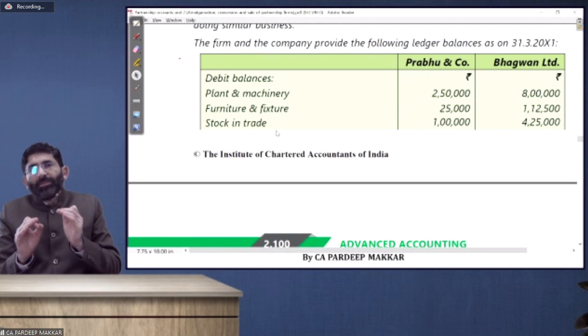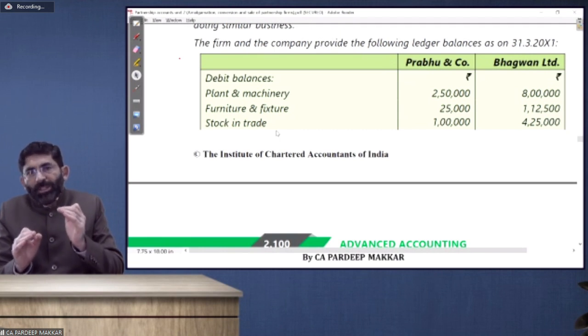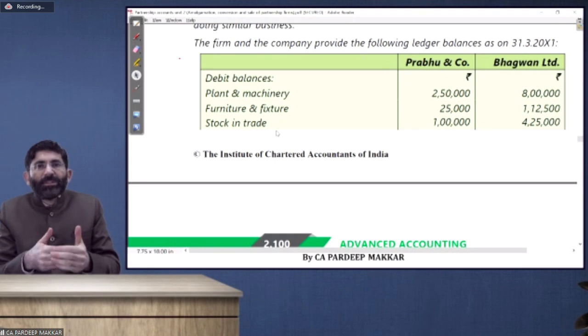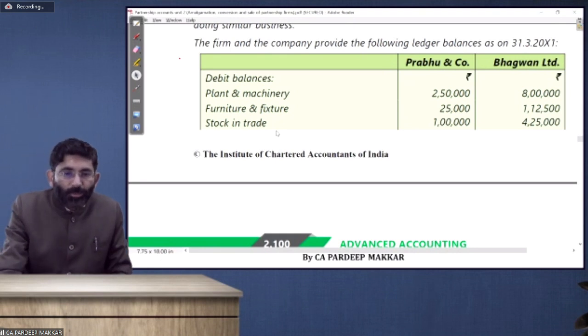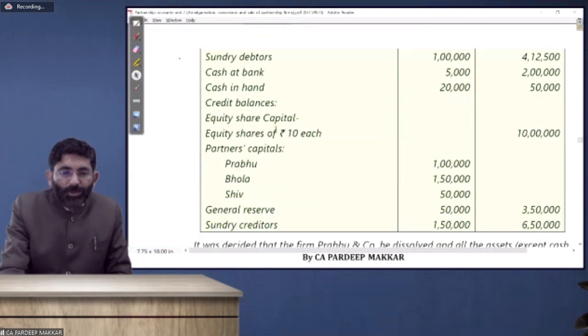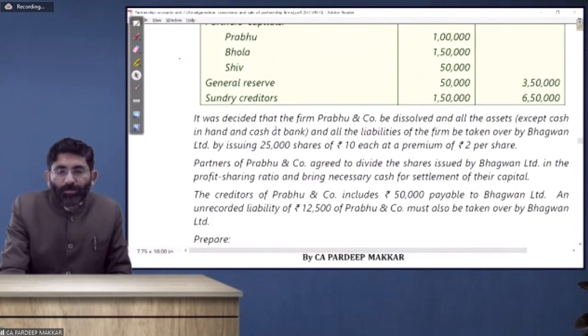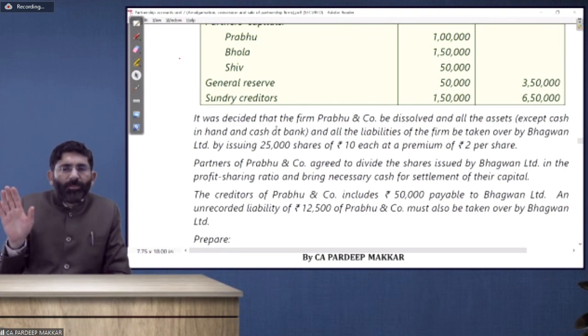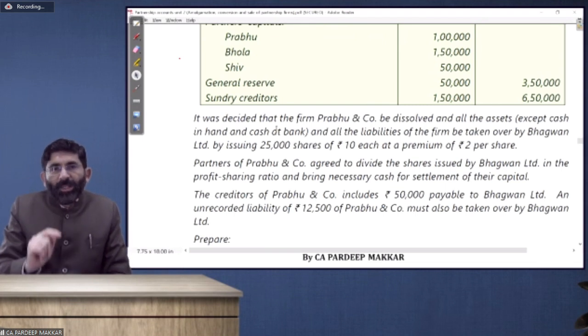That is, instead of encashing our assets, because in the previous case we were encashing our assets by selling those assets, here we will not sell those assets, we will transfer our assets, obviously. So firm and the company have the following ledger balances with you. It was decided that firm Prabhu and Company be dissolved and all the assets except cash and bank, leaving two, and all the liabilities of the firm to be taken over by Bhagwan Limited. So Bhagwan Limited is going to take over all the liabilities, all the assets except cash and bank, that's it.